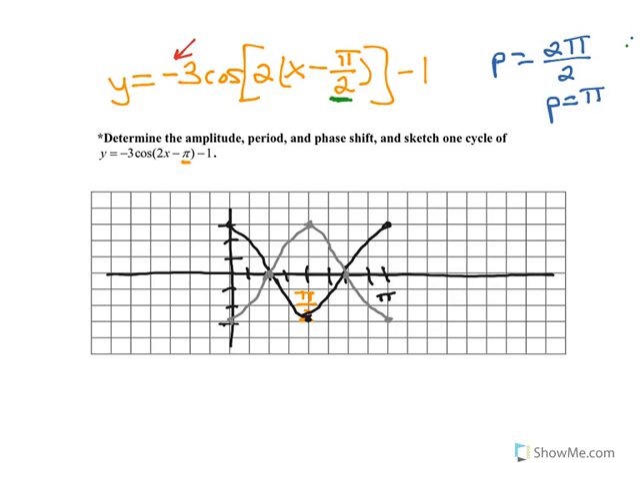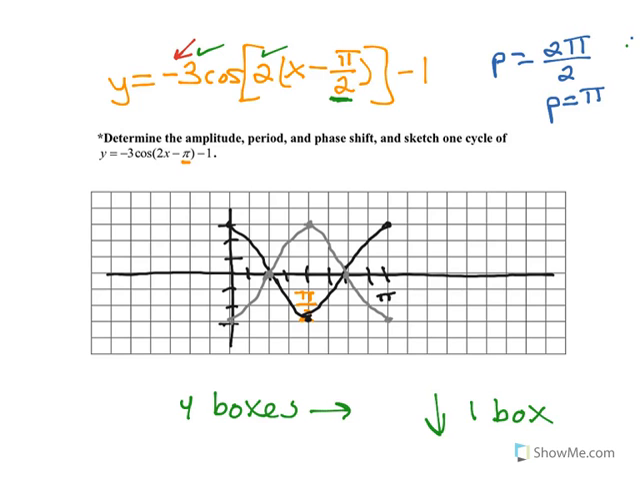And we've already done the period. So we've done the a value, we've taken care of the period change on the x scale. Now we just need to do our shifting. So we're going to shift it horizontally pi over 2 to the right. So we're going to go 4 boxes to the right, pi over 2, and then we're going to go down 1 box. That's going to be 1 box on our scale.